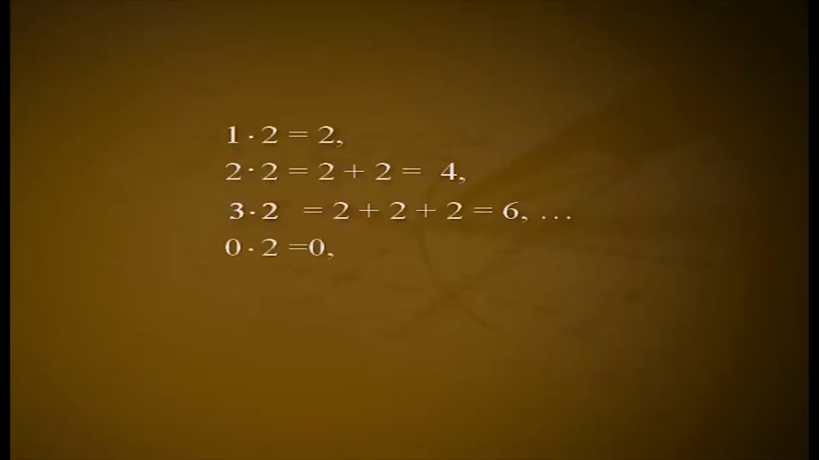0 × 2 = 0, −1 × 2 = −2, −2 × 2 = −2 + −2 = −4, etc. Hence, the subgroup generated by 2 is the set consisting of ..., −6, −4, −2, 0, 2, 4, 6, ..., the set of integer multiples of 2.